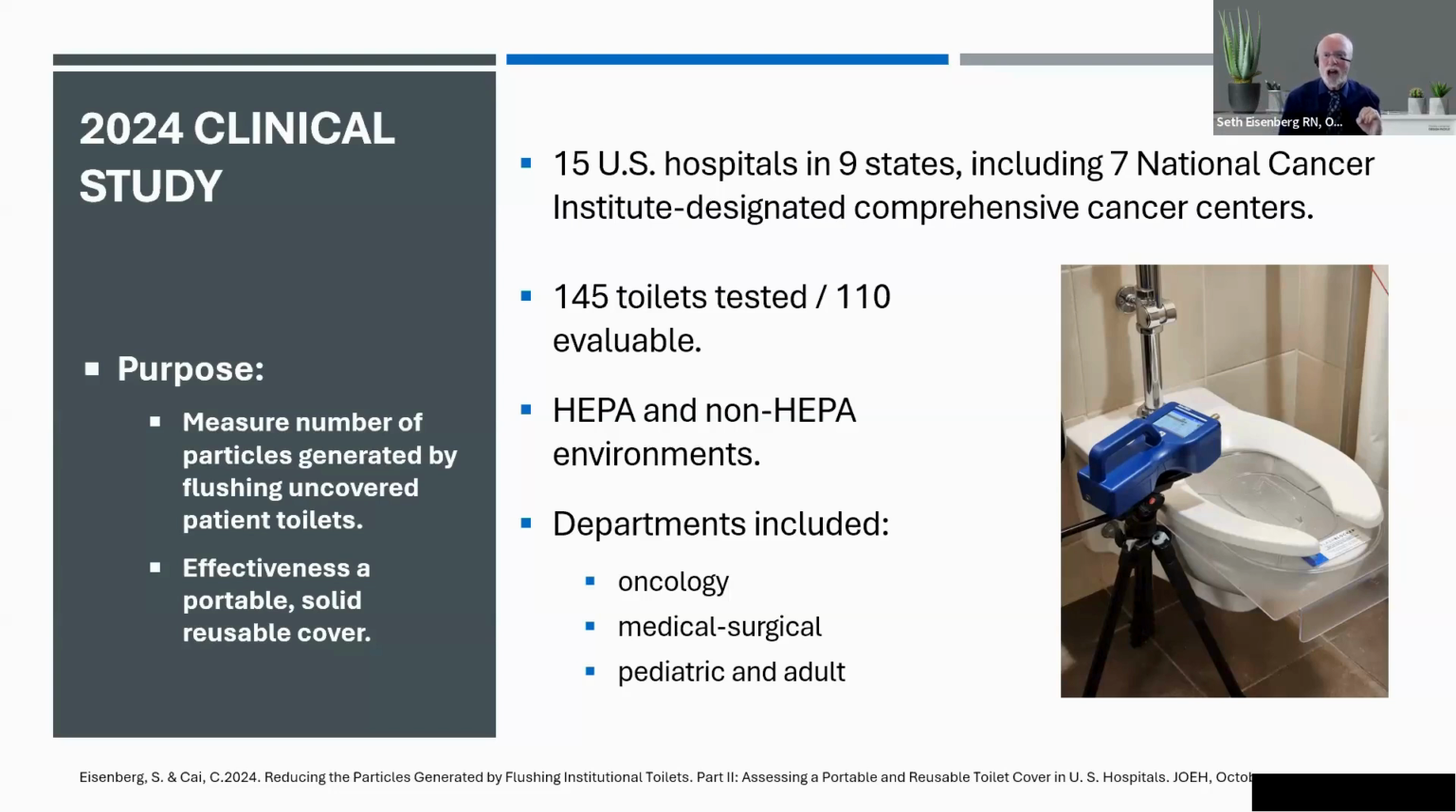This is 15 US hospitals in 9 states. And we traveled from the East Coast to the West Coast, from southern part of Texas to Minneapolis. Seven of those hospitals were NCI designated comprehensive cancer centers. We flushed and measured 145 toilets. So I was joking, I said, well, at this point my career is definitely in the toilet, literally. But because we were traveling, we couldn't drag all the laboratory equipment, hence the reason for using that optical particle counter, which we validated its effectiveness and accuracy in the last study.